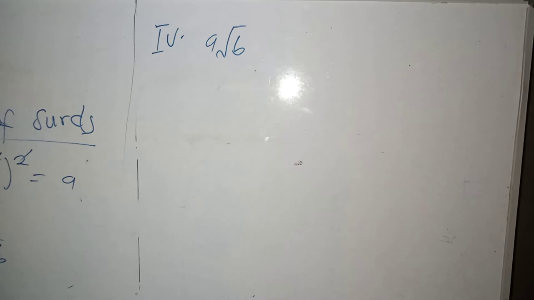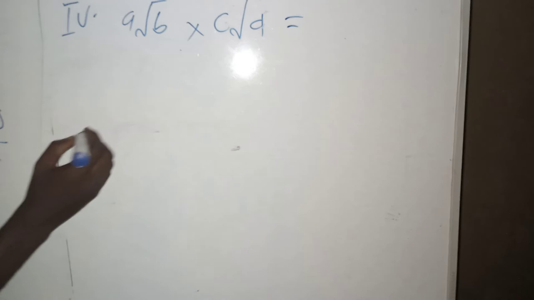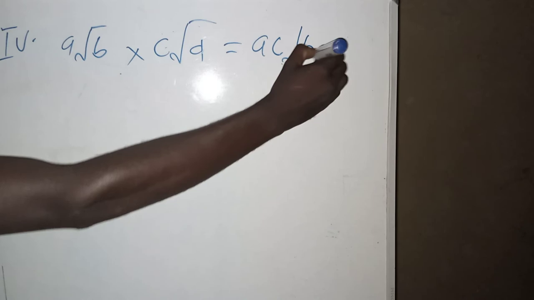Our fourth identity says that if you have a set like this, multiplied by another set, let me see, root D, this is equal to AC root of BD, also in a set.